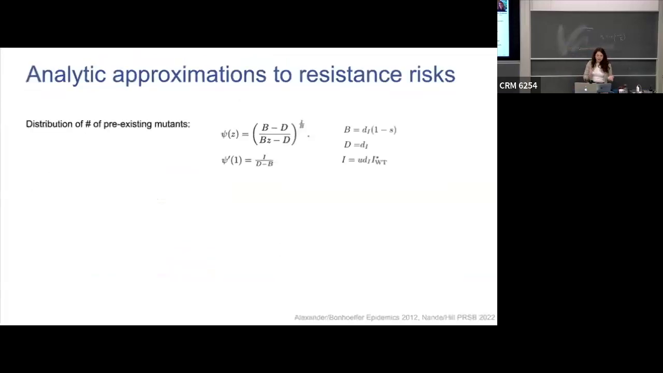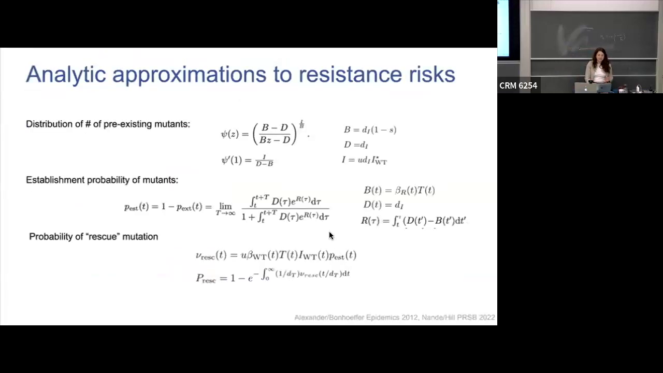And we can also calculate a lot of things for these models to make things simpler, like the chances of establishment of mutations, with some approximations that in many cases are pretty good. So yeah, I will end here.